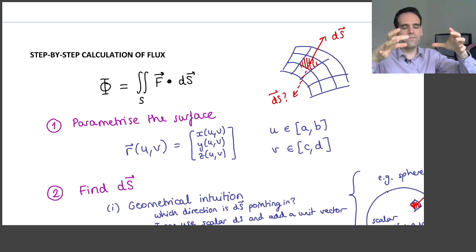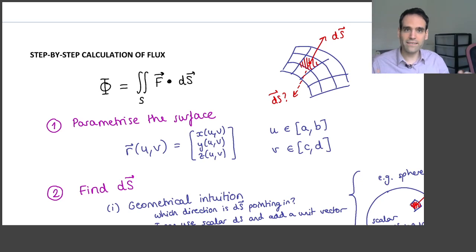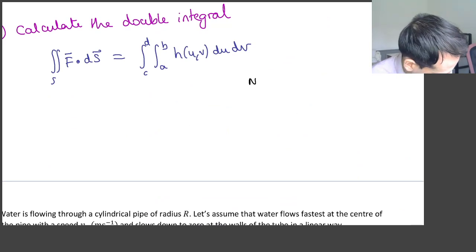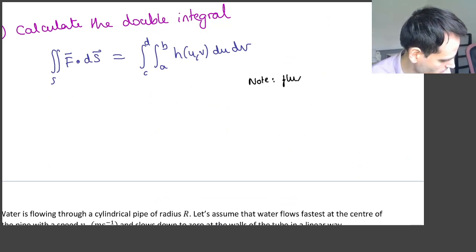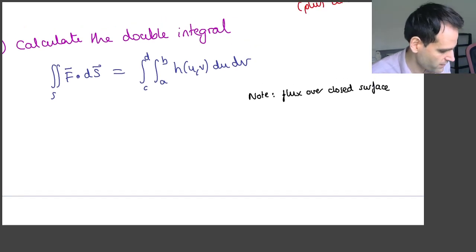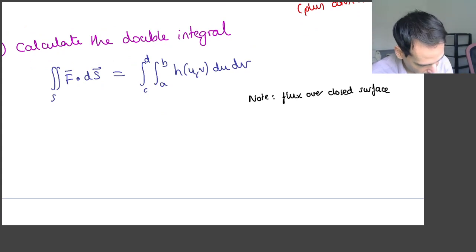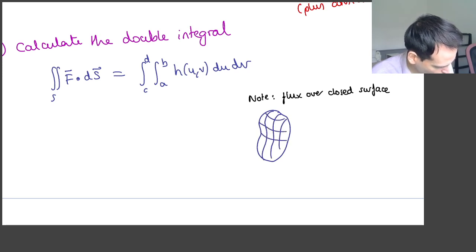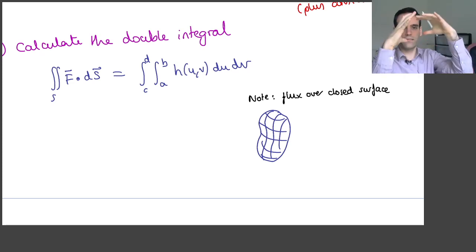Normally, if it's a standalone surface, you can just state, I take the positive direction as pointing away from the origin, or something like that. In other cases, you sometimes want to calculate the flux over a closed surface. Let me do a note here. Flux over closed surface. Closed surface simply means that instead of being like a net, it's a surface that encloses some volume and there are no gaps. So it's like the surface of a potato.